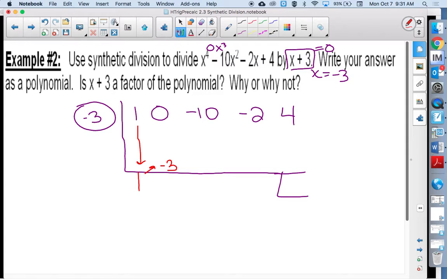So Josh, if we combine vertically, 0 and negative 3 make? Oh, negative 3. Negative 3 times negative 3 is 9. And you combine negative 10 and 9 together, negative 1. And then negative 3 and negative 1? Oh, positive 3. Okay. Negative 2 plus 3 is 1. And then this makes negative 3. And when you add them together, you get?